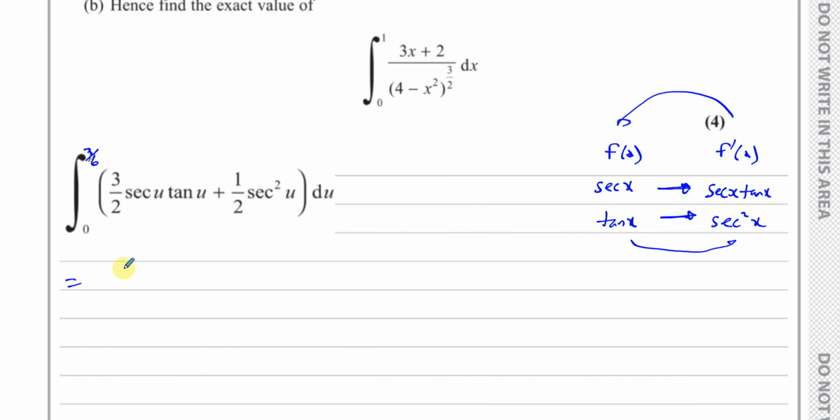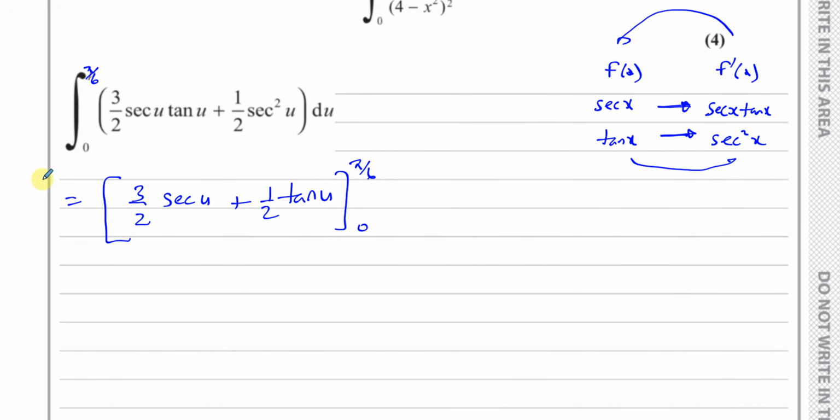So this I can straight away integrate. This is 3 over 2 times secant u, and this is plus a half of tan u. Simple as that. Okay, and the limits we are going to use are pi over 6 and 0. So now all we have to do is substitute these values in.